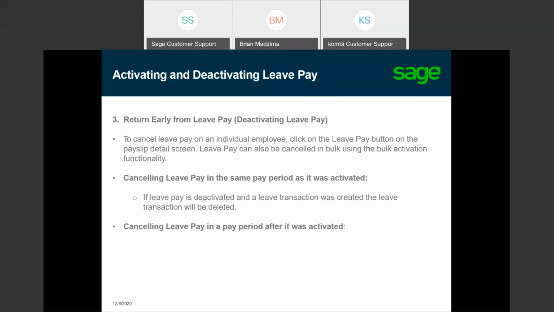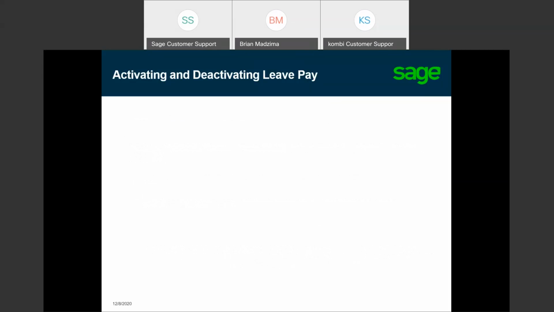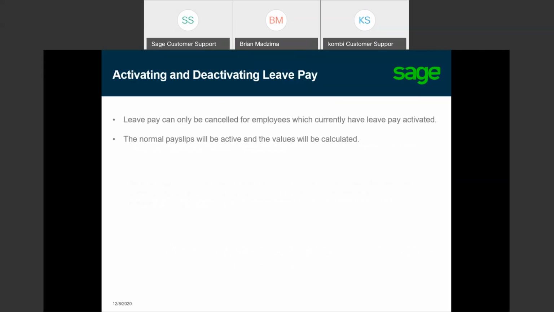And then we've also got cancelling leave pay in a pay period after it was activated. If you cancel leave pay in a period after leave pay was activated and a leave pay transaction was created, you will have to manually delete the leave transactions, and you must create a new leave transaction with the correct leave dates, so as to ensure that the employee does not lose out, considering that they've cancelled their leave or came back early from the shutdown period.